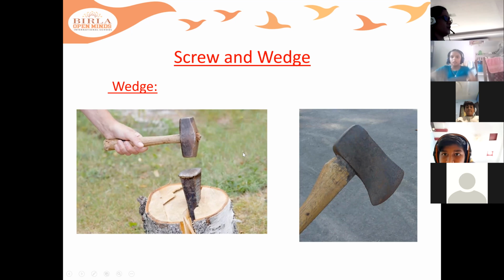So this wedge, as you've seen in the video, is used to separate 2 objects. Its one end is very sharp and one end is very broad. It's a type of simple machine. Other examples of wedge are knife, scissor, isn't it? These are sharp, to cut an object into 2 parts. Even scissor is an example.